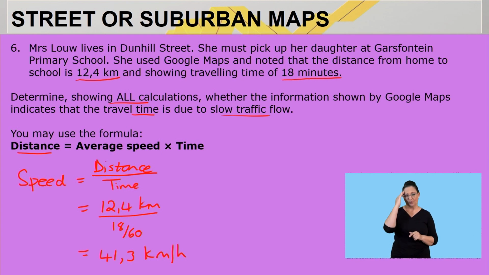We know that the speed limit in a suburb, right, is normally 60 kilometers per hour. So indeed, the information given by Google Maps is correct. It is slower. The travel time is slow, right, or it takes longer, right, based on slow traffic flow, right? If you look, 41.3 kilometers per hour is much slower than 60 kilometers per hour. Therefore, we can conclude that whatever Google indicated here, Google Maps, is correct.